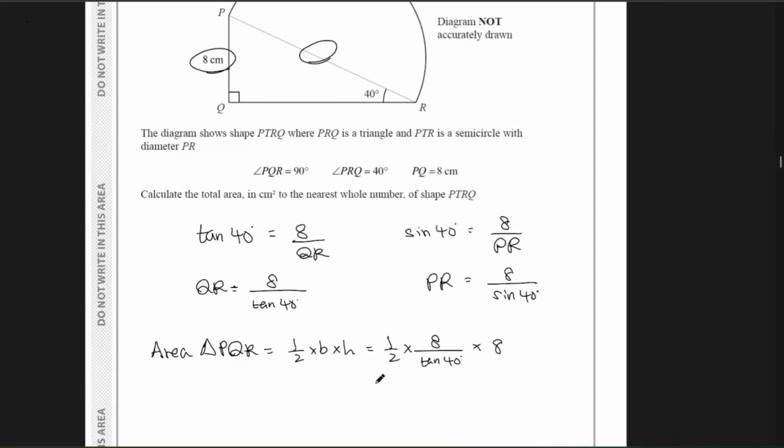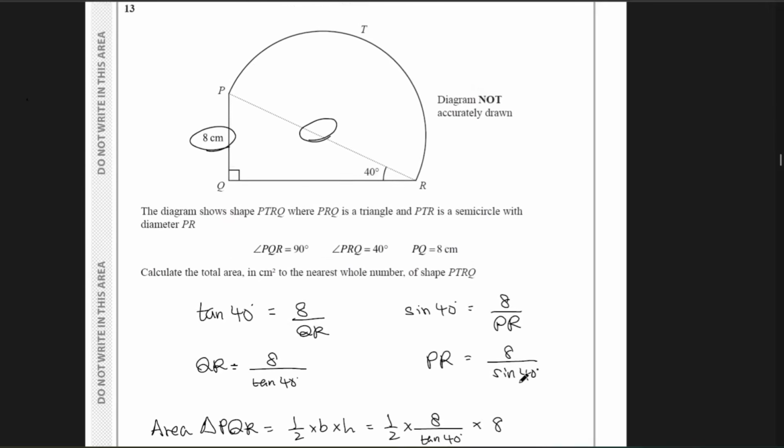By the way, if we check the question again, they're asking us to find the total area to the nearest whole number. And the area of triangle PQR is just an intermediate value. So I will leave my answer to one decimal place. From the calculator, I'm going to write 38.1 centimeters squared. That's the area of triangle PQR.